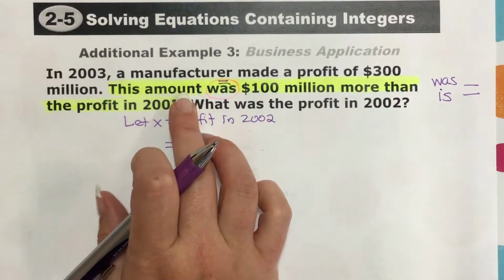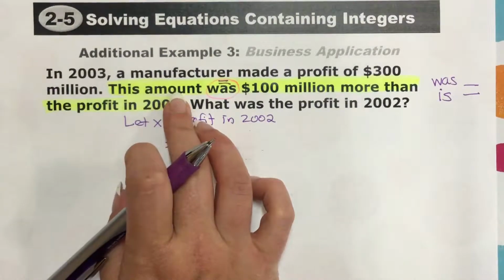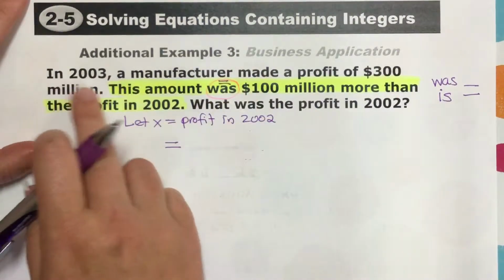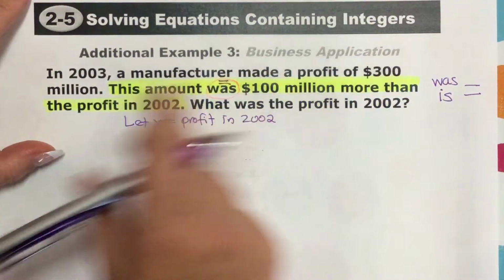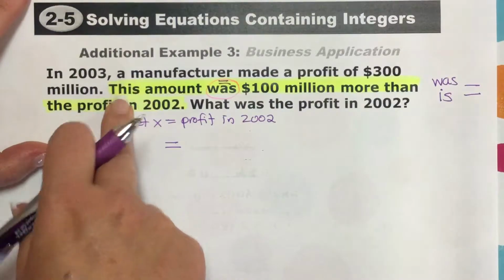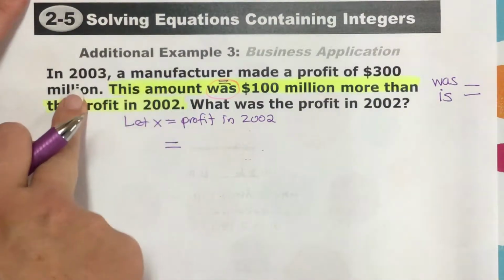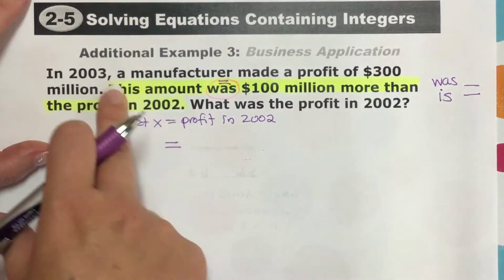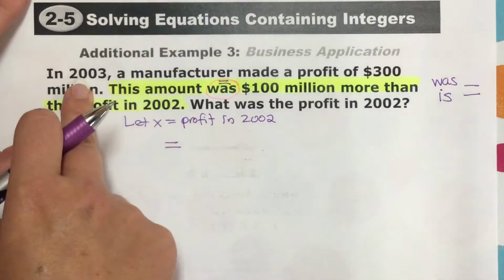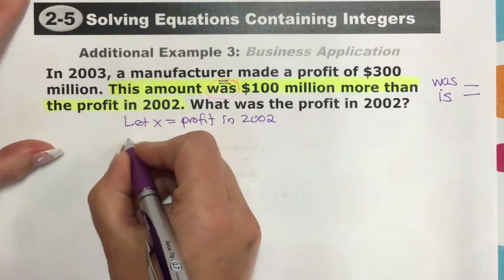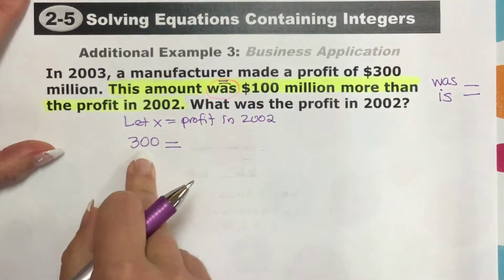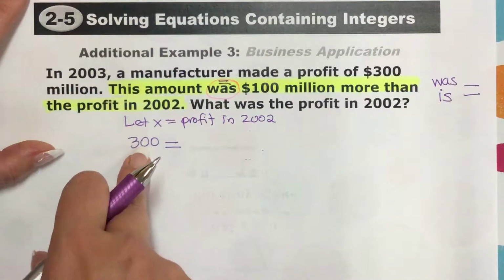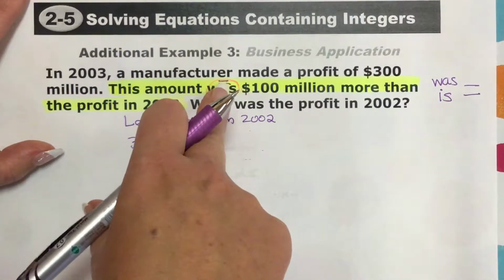It's talking about this amount. What is this amount referring to? This is actually referring to the sentence before: in 2003, a manufacturer made a profit of $300 million. So instead of writing this amount, I'm going to write the amount that it's referring to, which is $300 million. I know I'm talking in millions of dollars, so I'm just going to write 300. This amount is referring to the number 300. Then we go to was, which means equals.